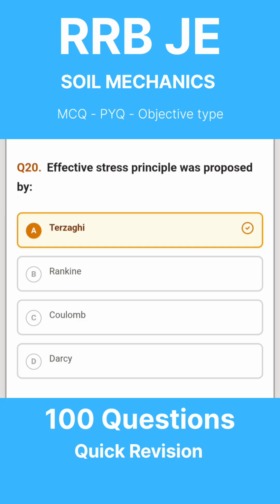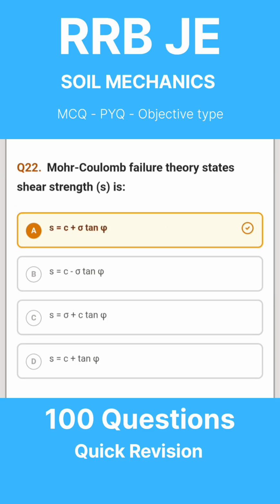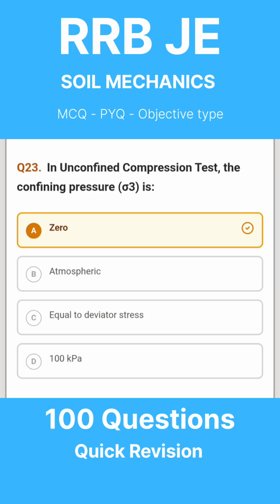Question 20. Effective stress principle was proposed by. The correct answer is Terzaghi. Question 21. Total stress equals. The correct answer is effective stress plus pore water pressure. Question 22. Mohr-Coulomb failure theory states shear strength S is. The correct answer is S equals C plus sigma tan phi. Question 23. In unconfined compression test, the confining pressure sigma 3 is. The correct answer is 0.